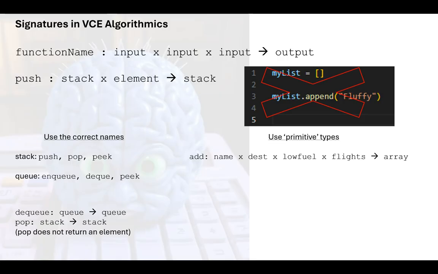Also note that we don't name the variables, we just say what types they are. This comes up a lot when students come up with their own ADT combinations. For example, if putting information about an aeroplane into an array and then putting that into a priority queue, we don't want to see flight number, whether it's low on fuel, destination, or anything like that. We just want to see the primitive types, such as string, array, boolean, and stuff like that.